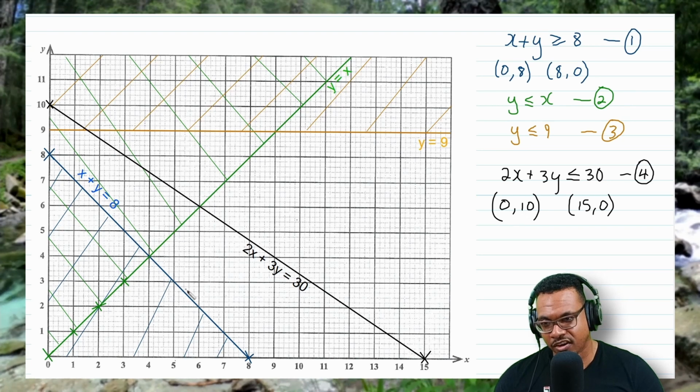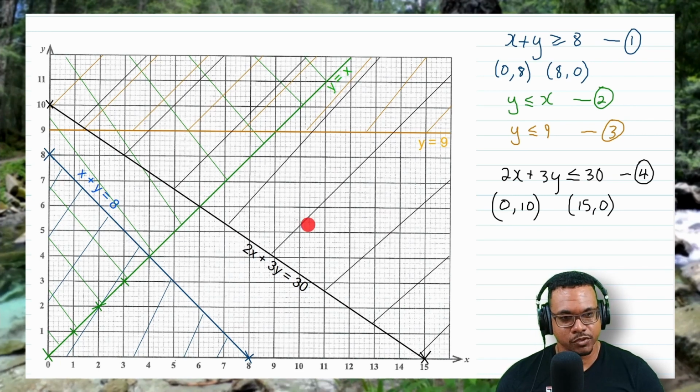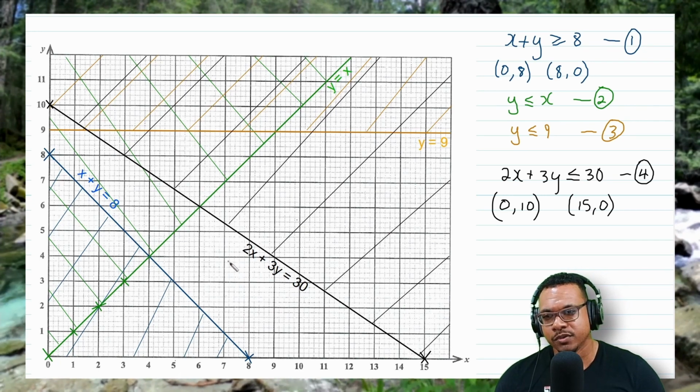So that means it's shading under the line. But we'll be doing the opposite, which will be shading above the line. So here I have my shading for the fourth inequality. And now this unshaded region will be the region that's common to all 4 inequalities. So this would be our region R.